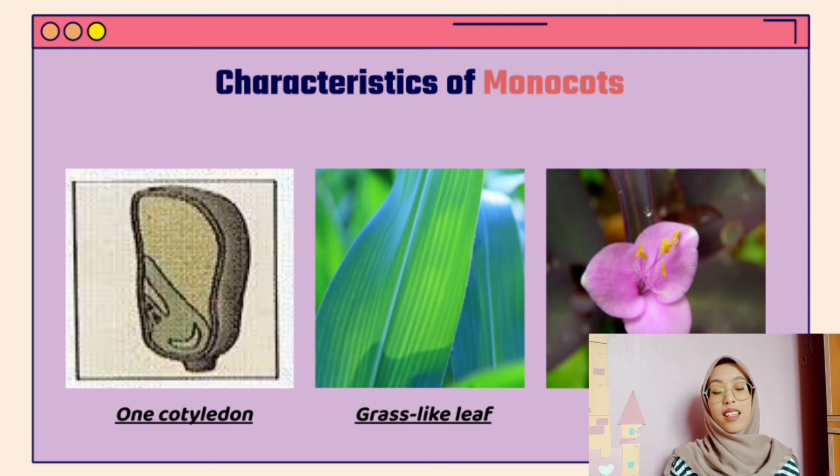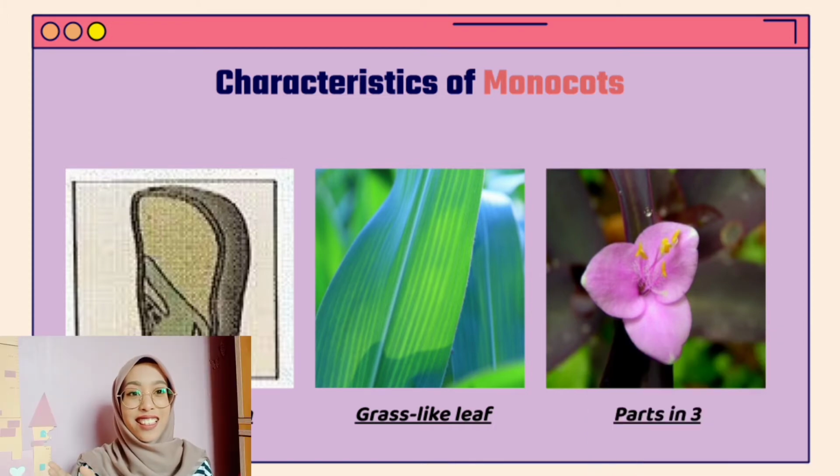These are the characteristics of monocots. The first one is the seed. There is only one cotyledon. Look at the picture. The second one is the leaves. The leaves are grass-like. And the third one is the petals, which is only 3 petals for monocot plants.